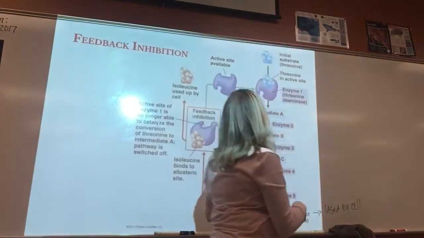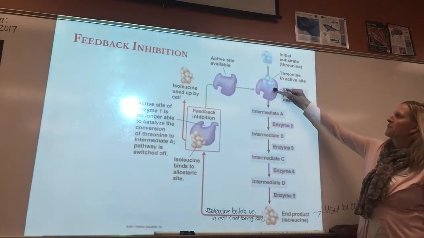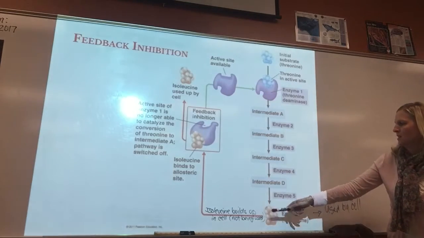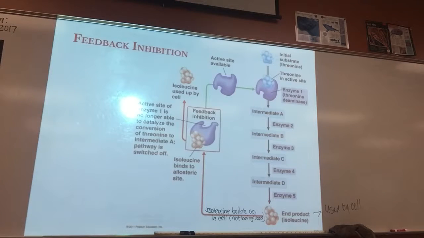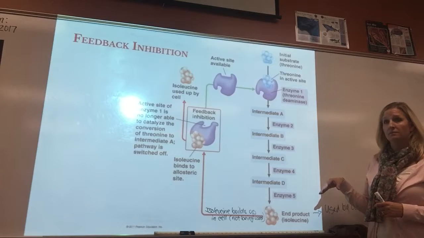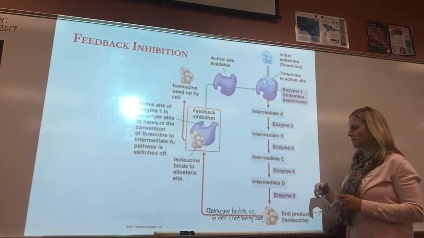Let me ask you this, why is it beneficial for the end product to inhibit the very first enzyme in this pathway? Why doesn't isoleucine inhibit enzyme 4? What's the benefit for affecting that first enzyme in the pathway? Megan? Would there be a buildup of intermediate B if you stopped it like at enzyme 4, and then there's no way to start that back up again?